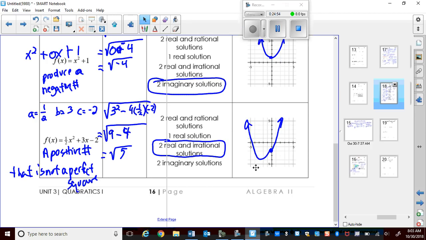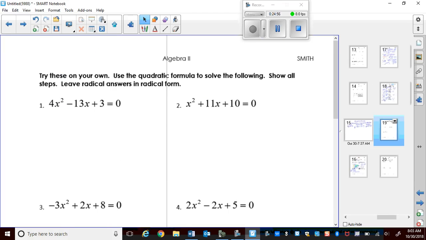And that's all she wrote for this lesson. So I hope that that works for you. Go back and look at the video, but you should try the next ones on your own. Use the quadratic formula to solve the following. Show all steps, leave radical answers in radical form.